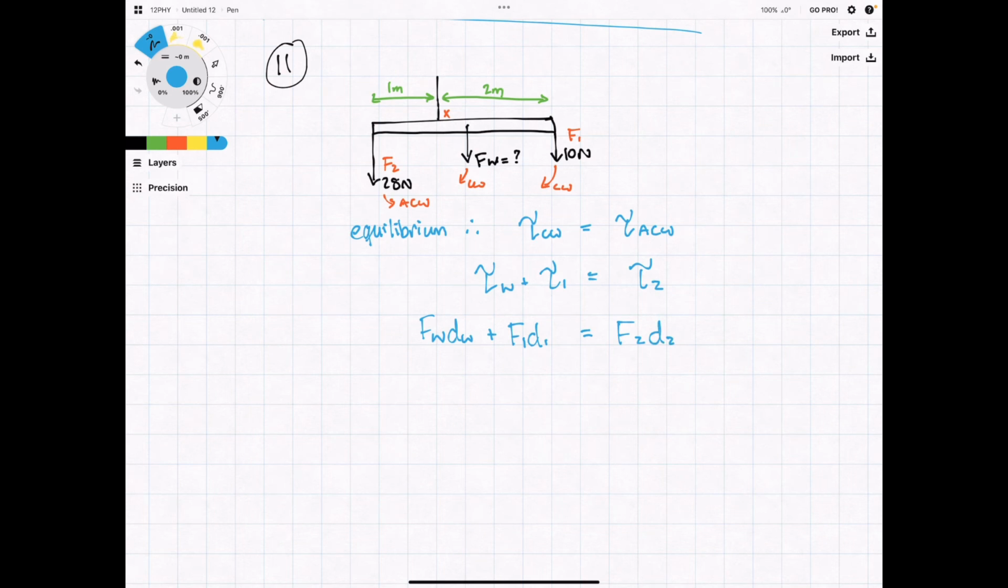Okay, substitute in the numbers we know, leaving out the things we do not know. What we need to think about first is, what's this distance between our weight force in the middle?